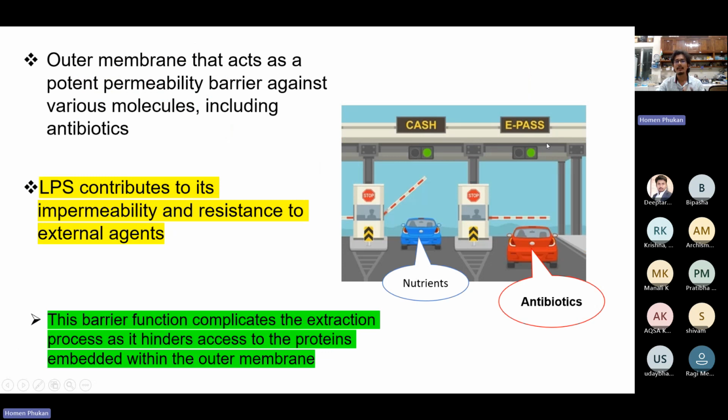This outer membrane acts as a permeability barrier for many molecules. It allows nutrients and other important molecules to come into the cell, while at the same time acting as a permeability barrier against other molecules like antibiotics and toxins. Lipopolysaccharides contribute to this permeability and resistance to external agents. Because of these functional barriers, it is very difficult to extract the proteins present inside the outer membrane.